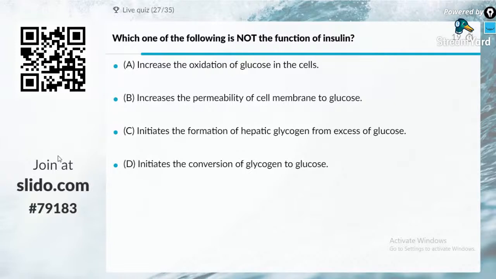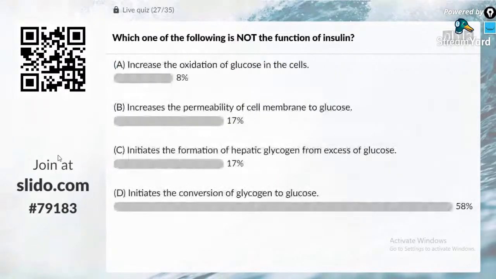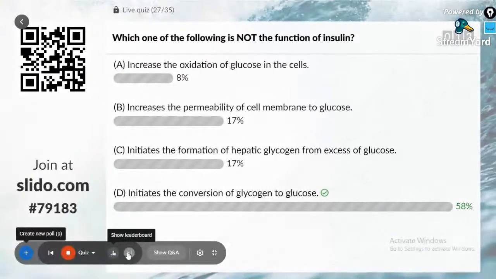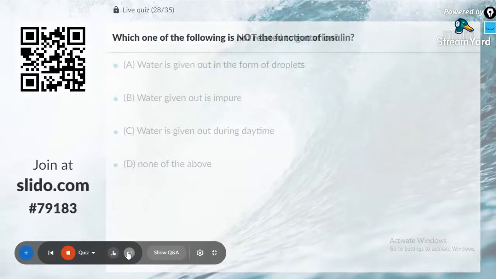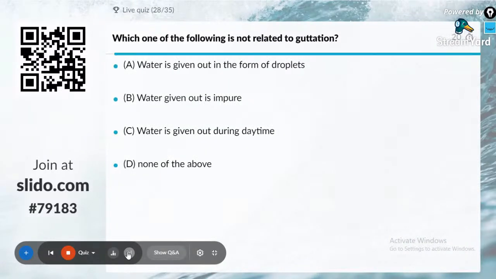27th question. Which one of the following is not the function of insulin? Increase the oxidation of glucose in the cells. Increase the permeability of cell membrane to glucose. Initiates the formation of hepatic glycogen from excess glucose. Initiates conversion of glycogen to glucose. The majority answer, by 58%, is not the function of insulin. It converts glycogen to glucose, never. That is done by glucagon.